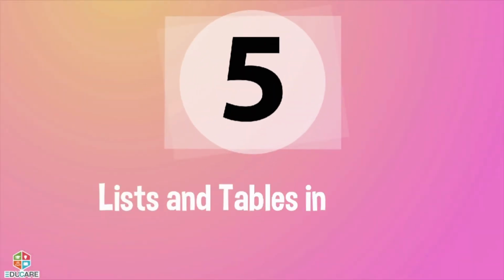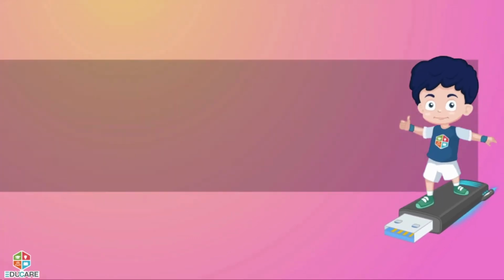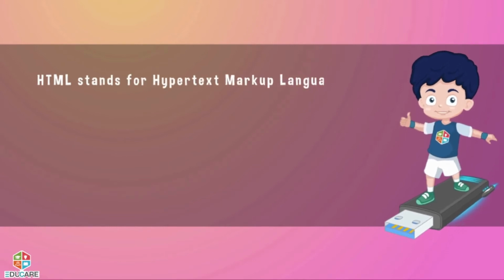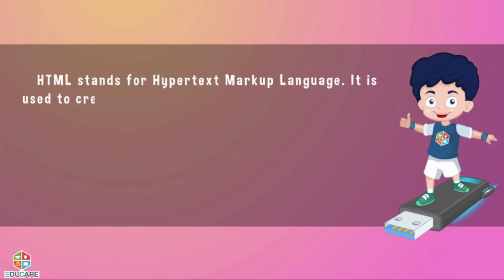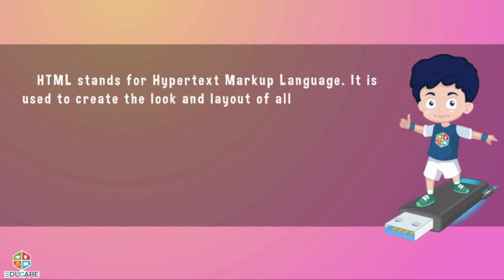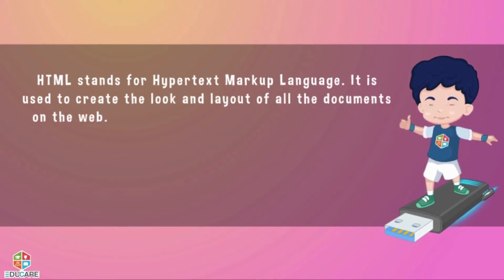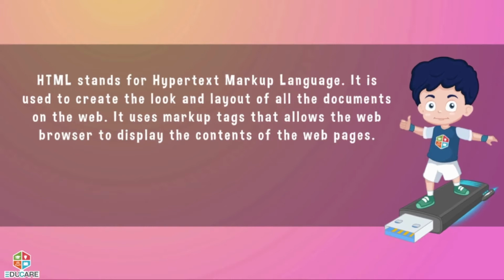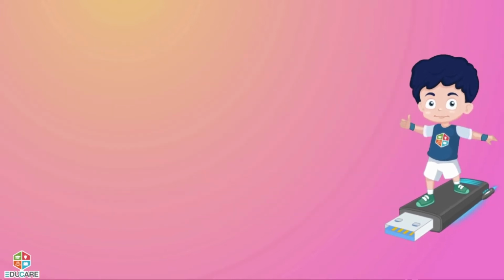Chapter 5. Lists and Tables in HTML. HTML stands for Hypertext Markup Language. It is used to create the look and layout of the documents on the web. It uses markup tags that allow the web browser to display the contents of web pages.